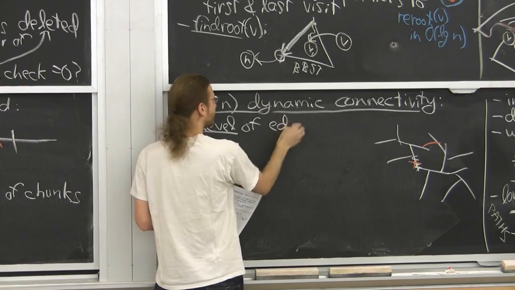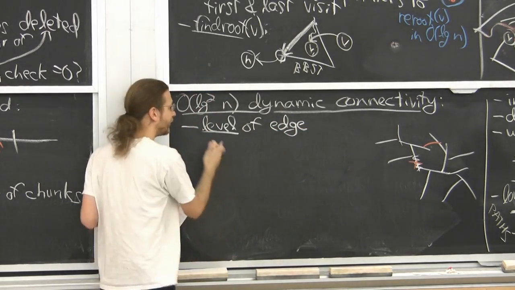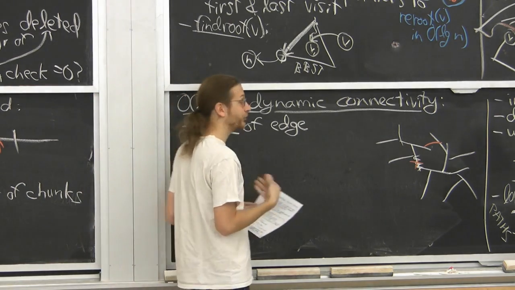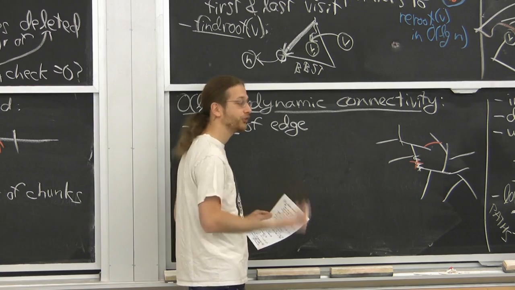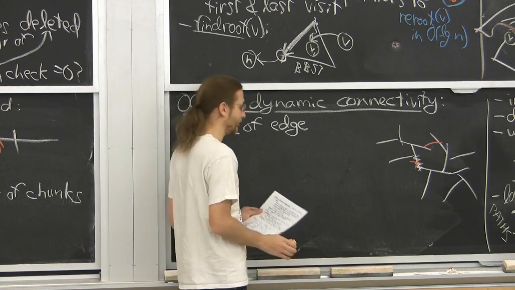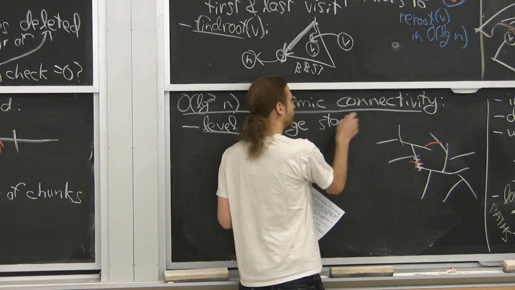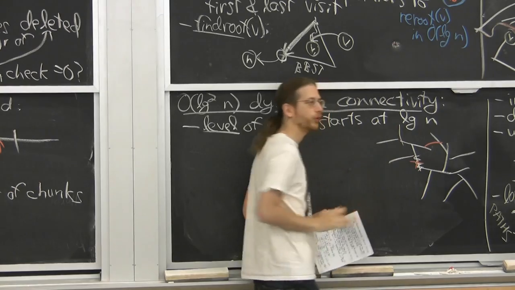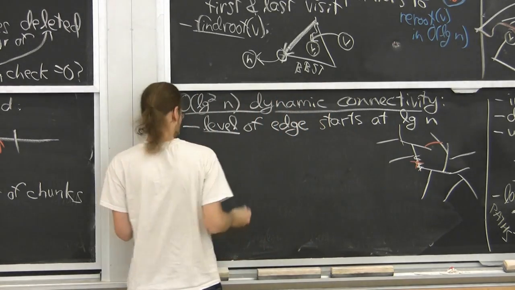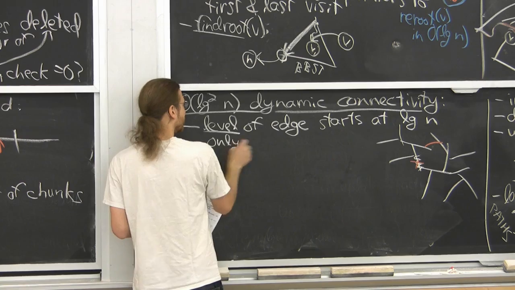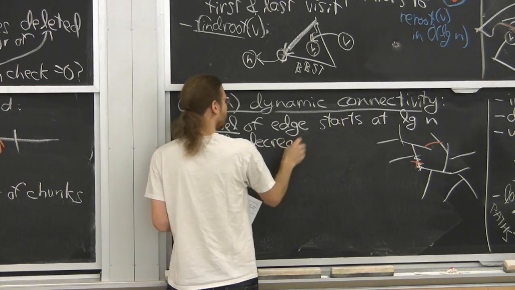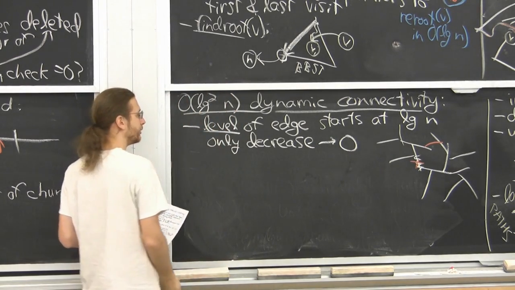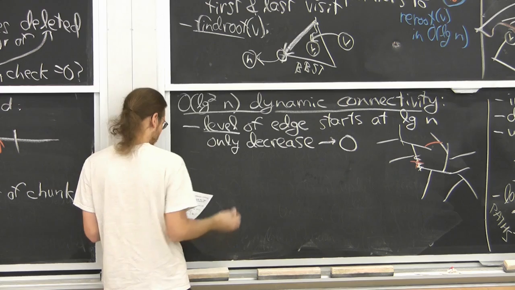So we're going to talk about the level of an edge. This is not a definition per se, but it's a changing quantity over time. As you do edge deletions, some edges are going to decrease in level. They all start at log n. Log n is going to be the top level. That's the whole spanning forest. But they can decrease. They will only decrease, so it's monotone. And they can never get below 0. So they start at log n. They could go down, and the lowest value is 0.